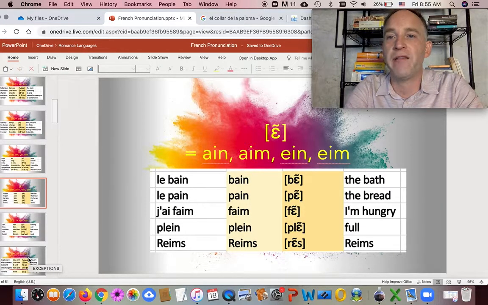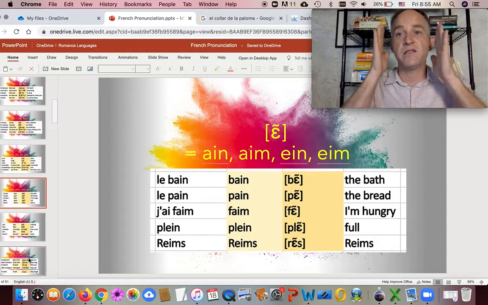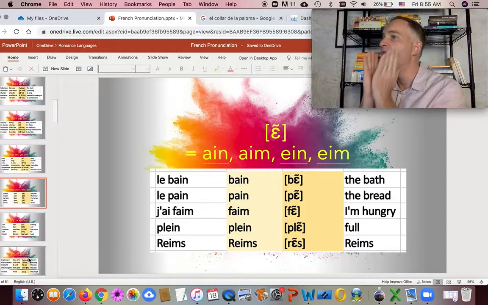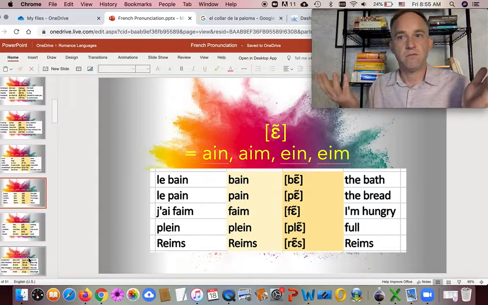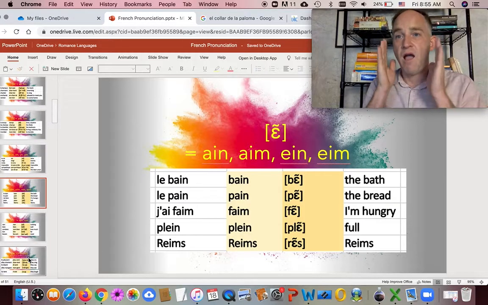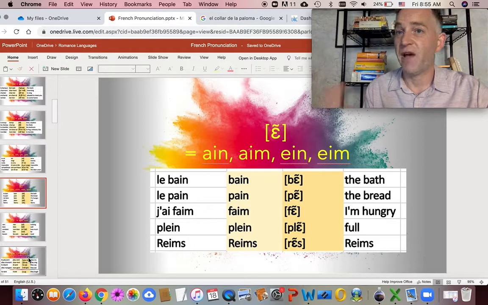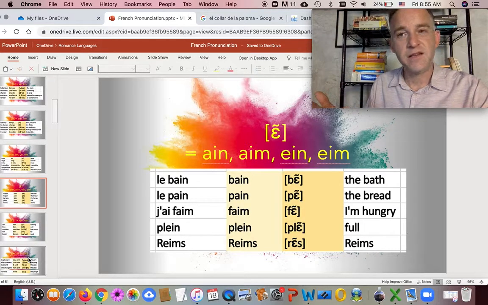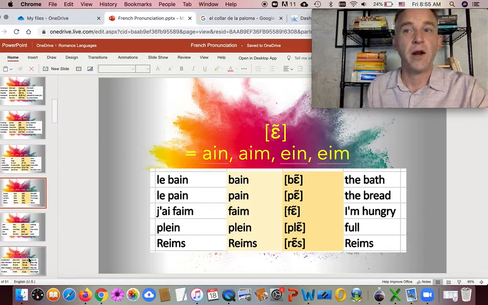Here's another group of spellings for this un sound. Now, un is, in my mind, the tallest. Some of these other ones, I picture them as going on, uh. So in my brain, there's actually a direction to the vowel sound. This is un, and le bain, bath, le pain, bread, j'ai faim, I'm hungry, so hunger, faim, plein, rince. I have a funny story where I didn't know how to pronounce this word, so M-S, E-I-M-S, that's sort of a more rare combination.